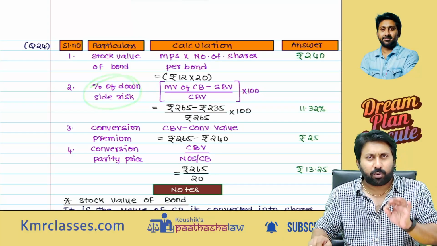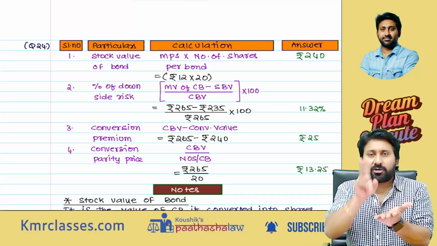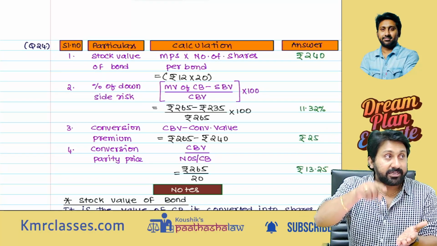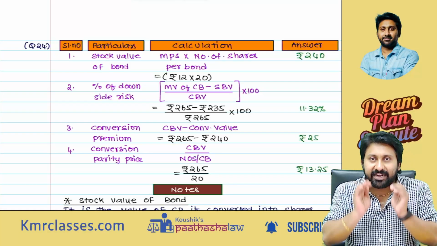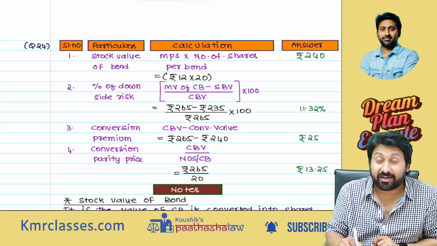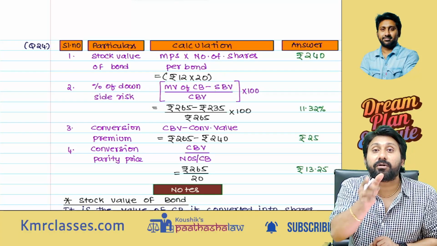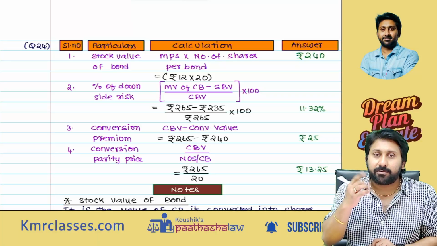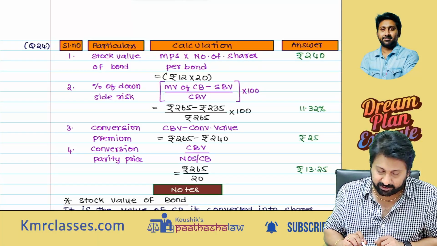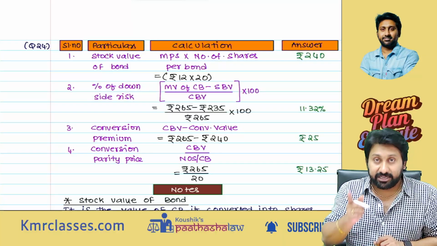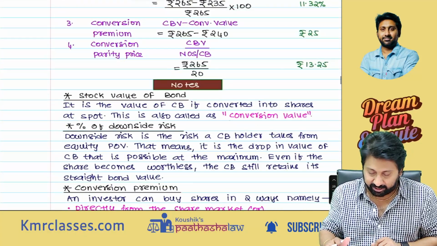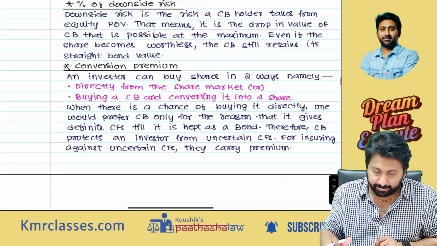Percentage of downside risk. What is the percentage of downside risk? A convertible bond has 2 components: share component and bond component. If the share becomes 0 also, it is still a bond, so it still retains the basic bond value. So it is the market value of the convertible bond minus the straight bond value, divided by CBV, into 100. Straight bond value means a normal, plain vanilla coupon bond. The institute study material will use this minus this; instead of using this minus this, they will use the alternative. Understood the point clearly here?